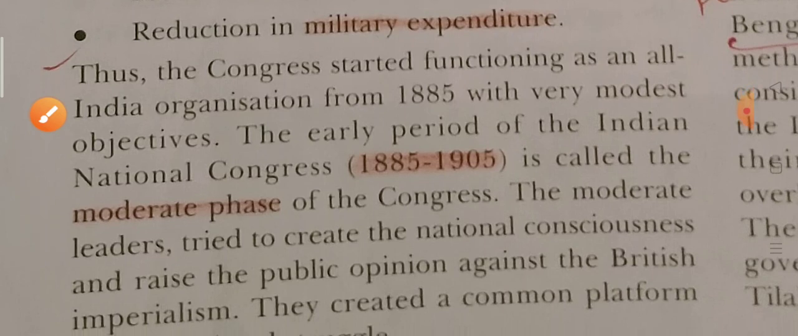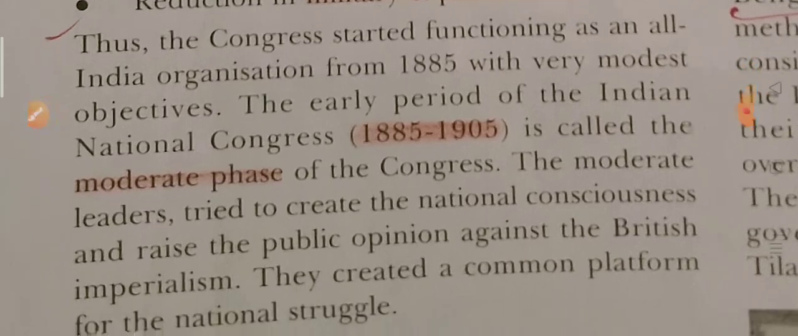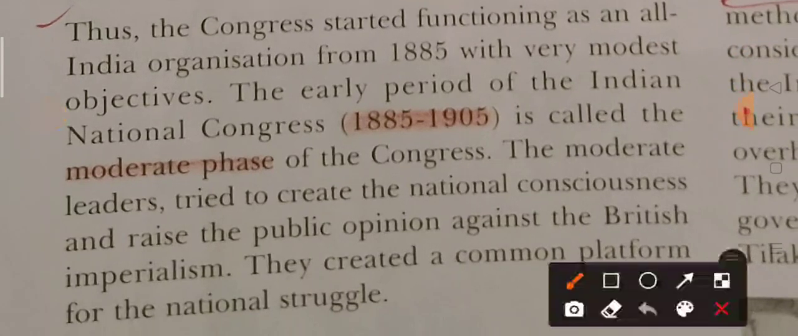Now let us come to the next page. Thus the Congress started functioning as an all-India organization from 1885, with these as its stated objectives. So these were the main objectives of the Indian National Congress. The early period of the Indian National Congress, 1885 to 1905, is called the moderate phase of the Congress.